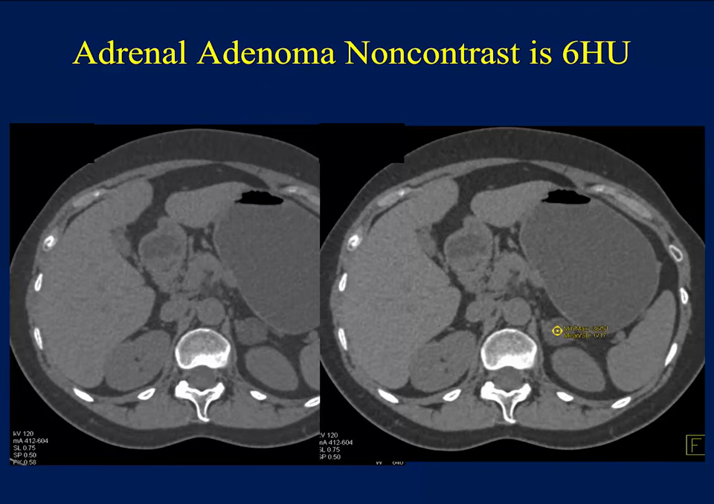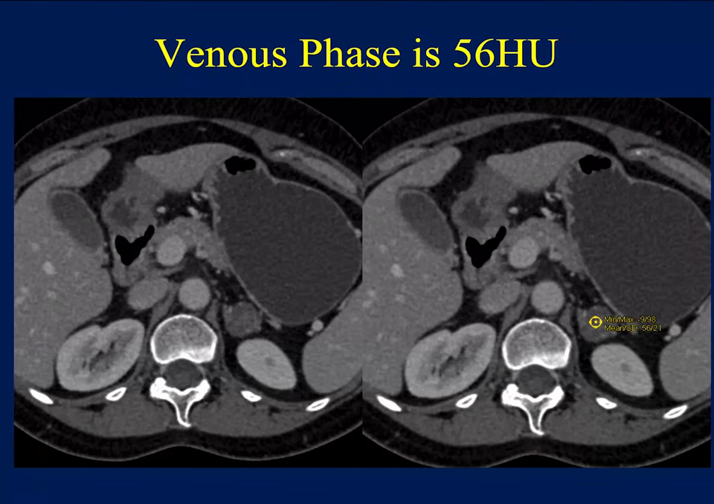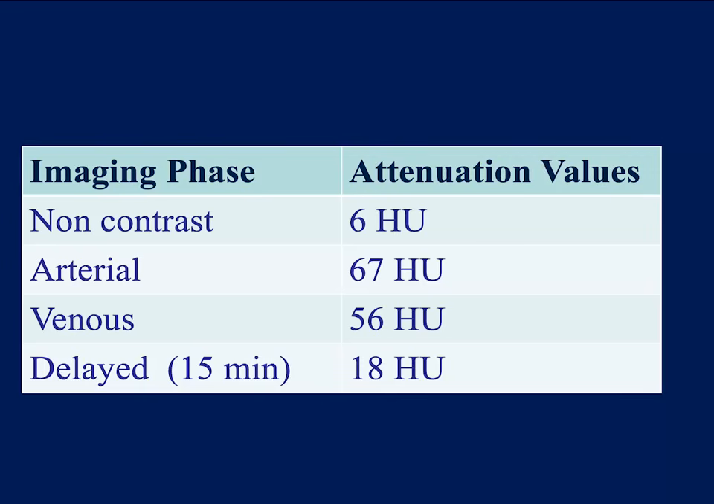But here was a kidney study, and now you look at the arterial phase, and you could see that the attenuation is 67, and on venous phase 56. So if you only had the venous phase, which is at 60 to 70 seconds, you would say this is not an adenoma because it's 60 Hounsfield units approximately. And then if you look at that same case on delayed scans, it measured 18. So now you see what we have.